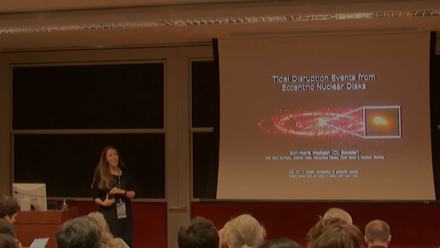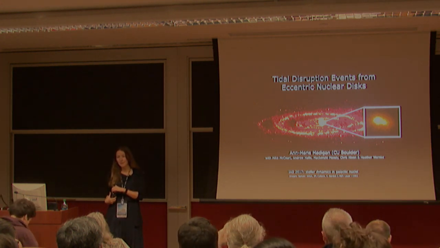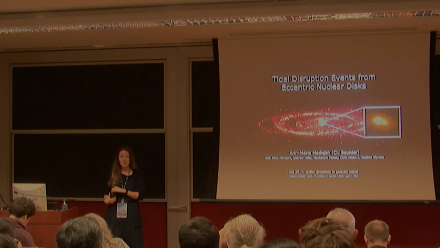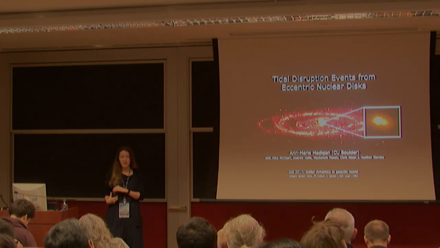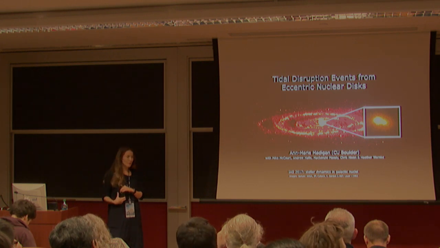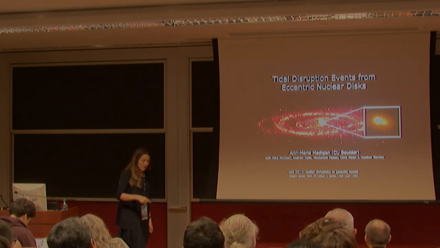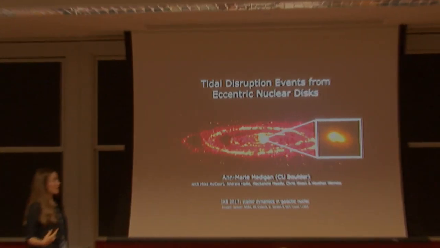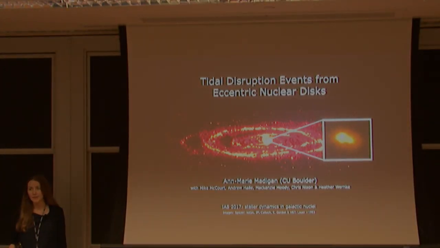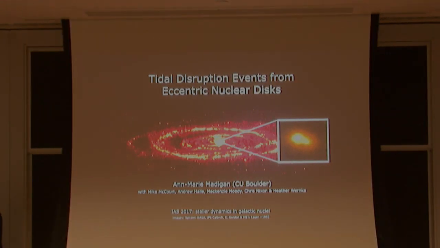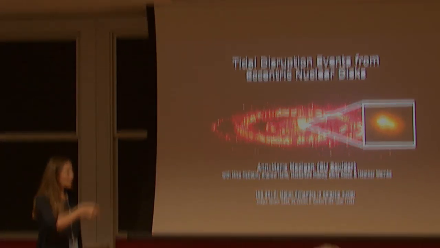So I'm going to be talking about eccentric nuclear disks around supermassive black holes. It's a very different type of system than what Ram was talking about in the previous talk, where you have a cluster of stars around the black hole. And I want to specifically address tidal disruption events that I think should be prolific when you have these eccentric nuclear disks around your supermassive black hole.